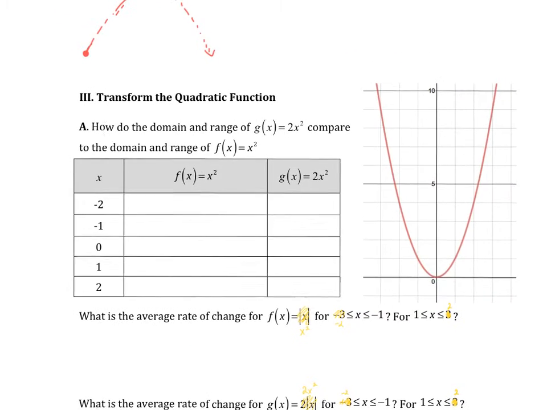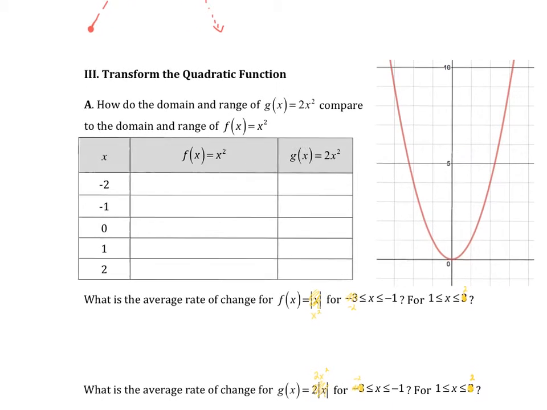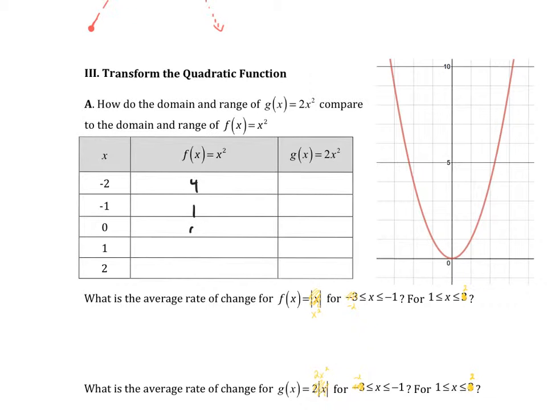Now, the next thing we're going to look at is how to transform a quadratic function. So how do the domain and range of g of x equals 2x squared compare to the original parent function of f of x equals x squared? Now, we've already done the table here for x squared. So we got 4, 1, 0, 1, and 4. Notice to get from f of x to g of x, all we do is multiply by 2. We're essentially doubling. Here's my parent function, we're just doubling the output of f of x. So in doubling everything here, I get 8, 2, 0, 2, 8.